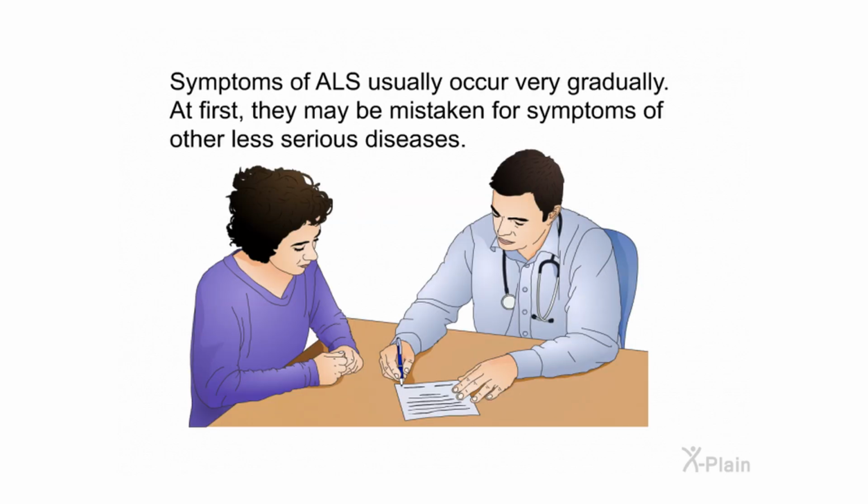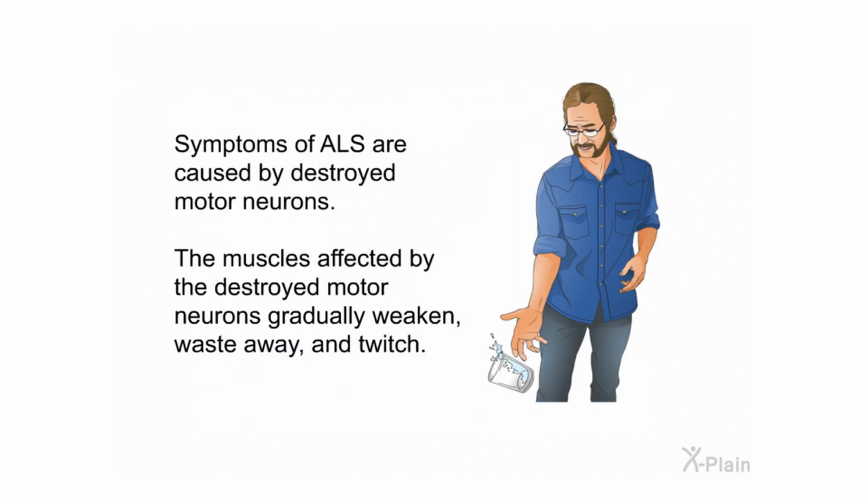Symptoms. Symptoms of ALS usually occur very gradually. At first, they may be mistaken for symptoms of other, less serious diseases. Symptoms of ALS are caused by destroyed motor neurons. The muscles affected by the destroyed motor neurons gradually weaken, waste away, and twitch.